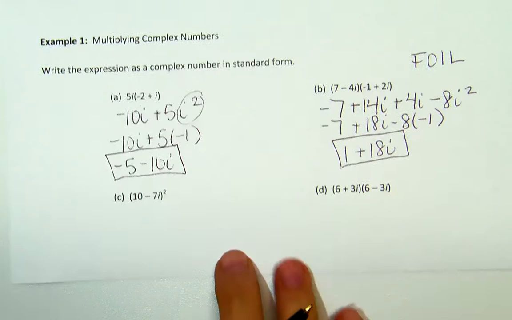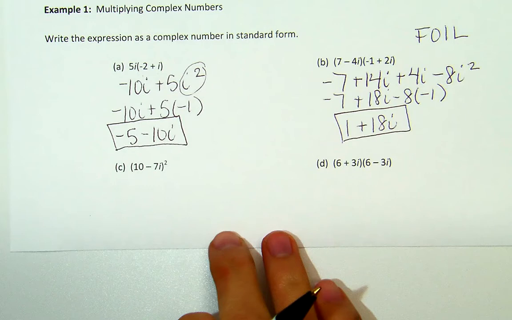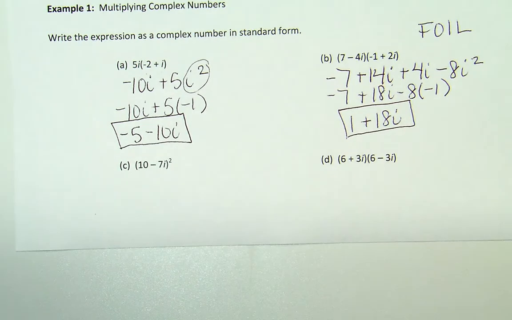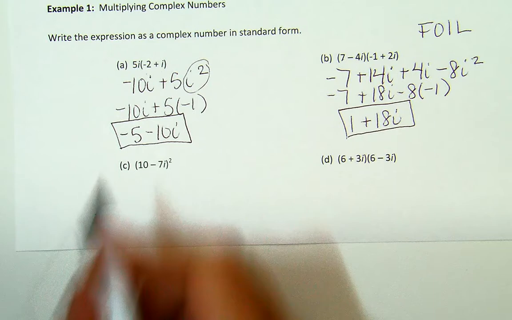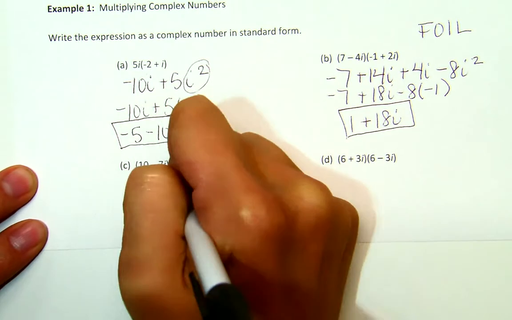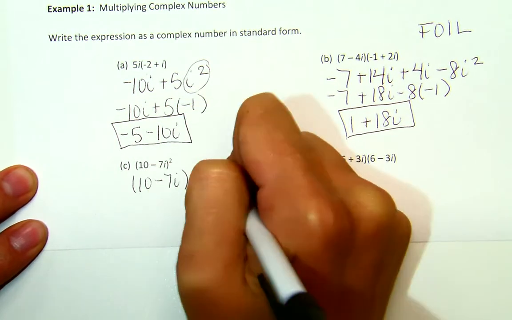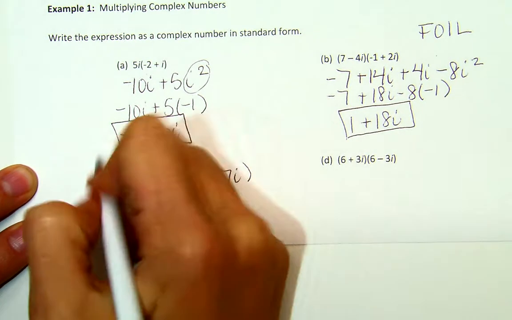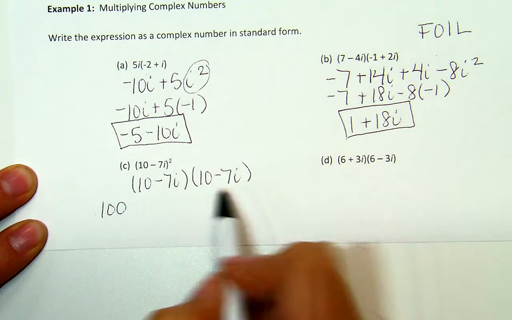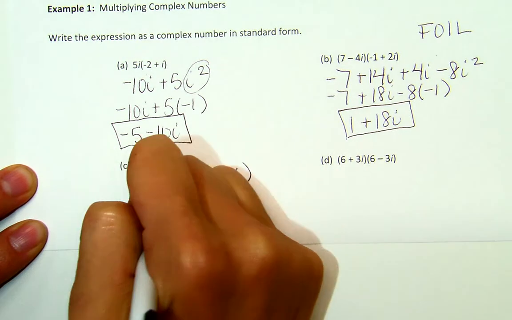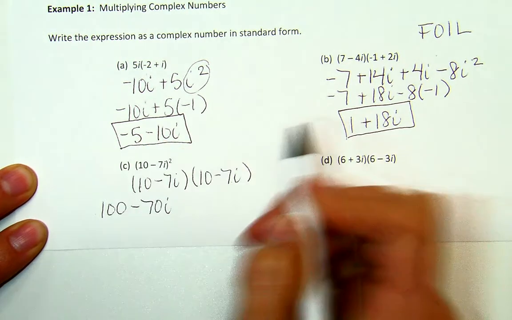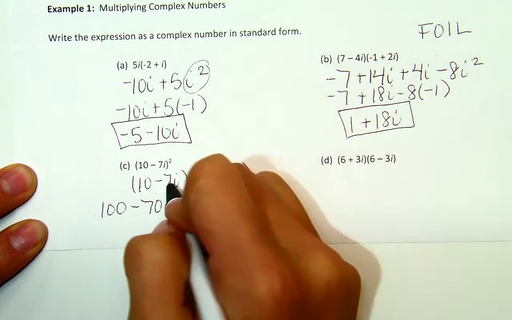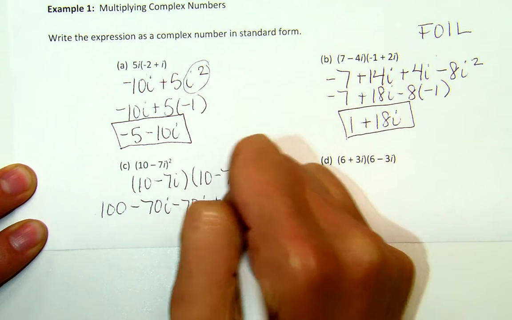In letter C, we have another situation just like we did with lesson 2, intro example number 3. We're going to expand this first, then we're going to use our FOIL method to complete it. So we get 10 minus 7i times 10 minus 7i. We're going to FOIL one more time. So first terms multiply gives us 100. Outer two terms gives us -70i. Inner two terms gives us another -70i. Last terms gives us a positive 49i squared.